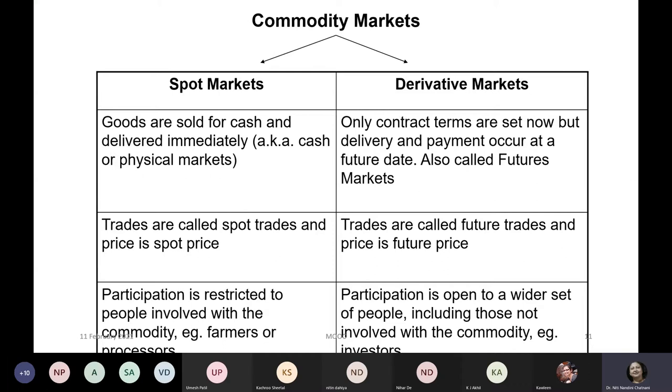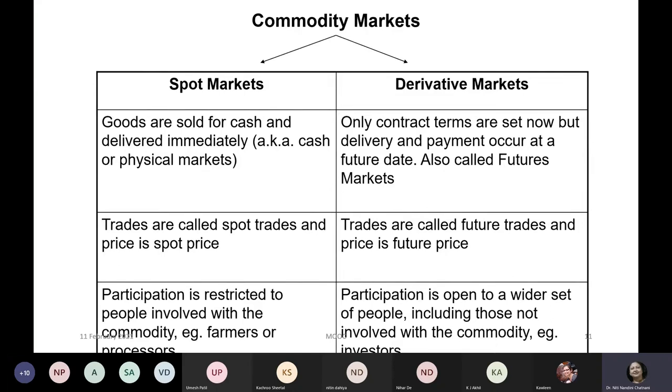So they're also called derivative markets, also called futures markets. So the contract terms that you're setting today in the commodity derivative markets are quality, quantity, the location on which delivery must be effected, the date on which delivery must be done, and the price.